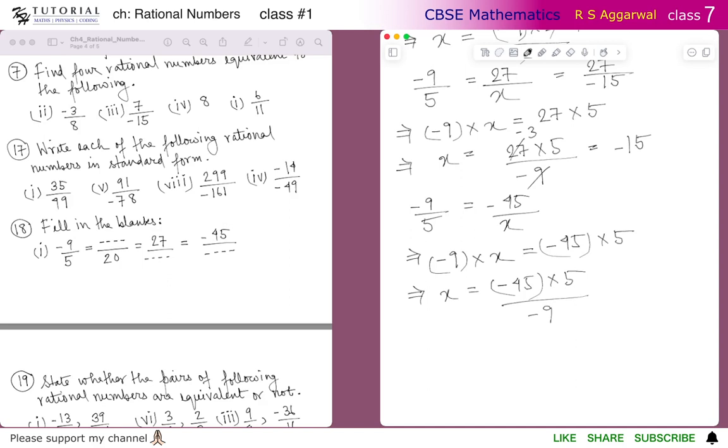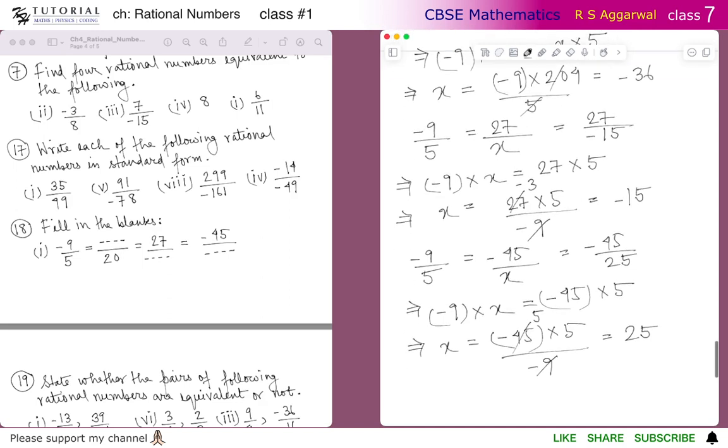Now we can do cancellation. Minus 9 and minus 45 by 5, and this is 25. So x equals 25. So this is minus 45 divided by 25.